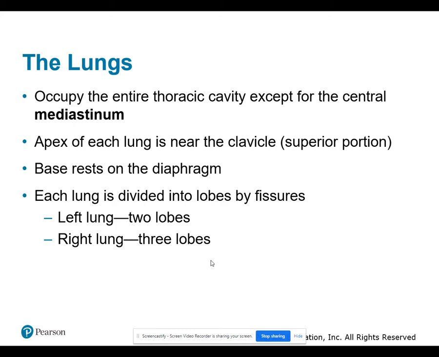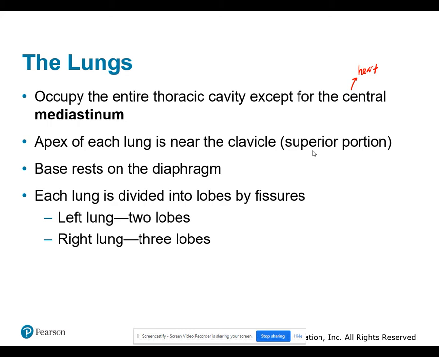So now we're on to the lungs. The lungs occupy the entire thoracic cavity except for your central mediastinum. Because in your central mediastinum, this is where you're going to find the heart and major blood vessels associated with it. So again, it's on either side and it takes up a big majority of that cavity. Now, the apex of the lungs, which forms kind of a pointed end, is usually near your clavicle. So that's your superior or your top portion. The base rests on your diaphragm, which is found right below your lungs. It's a big muscle to help with breathing.